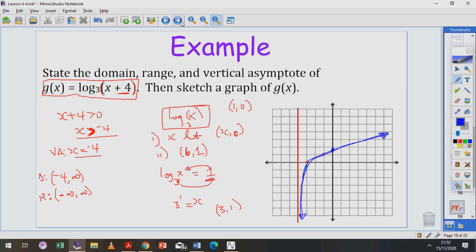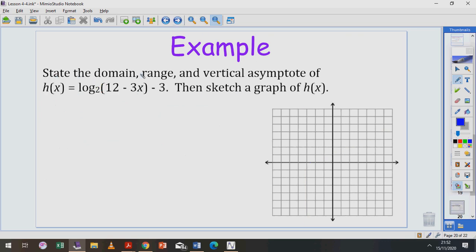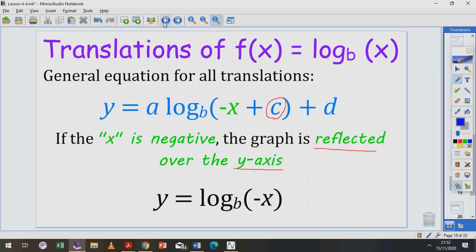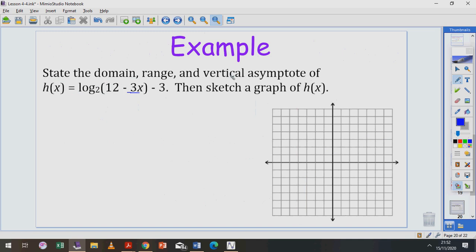Alright, looking at the next example, state the domain, range, vertical asymptote of this function. Now this function, I can see that there's a negative before the x, and I hope you remember that a negative before the x means the graph is reflected over the y-axis, right? So I expect my graph, instead of looking like this, to look like that. Just putting that up there before we start.